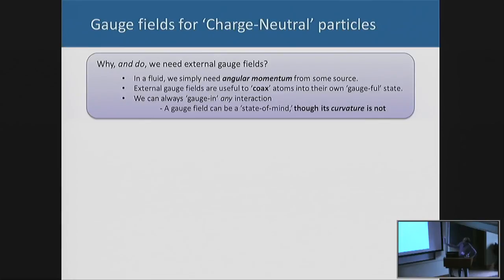But I want to go back to this question of gauge fields and why we actually need a gauge field in the first place. Actually, if you think about it, what's going on in the fractional Hall states is that in a fluid, we only need to introduce angular momentum from some source. Whether we apply an external gauge field, and what that gauge field is, is maybe not so important, but it's useful to coax the atoms into their own gauge-ful state. So in a certain sense, we can always gauge in any interaction. We can think about any external interaction as a gauge field of some kind.